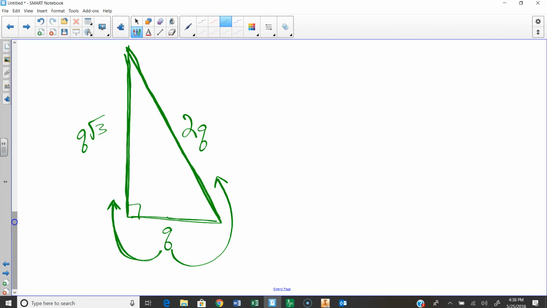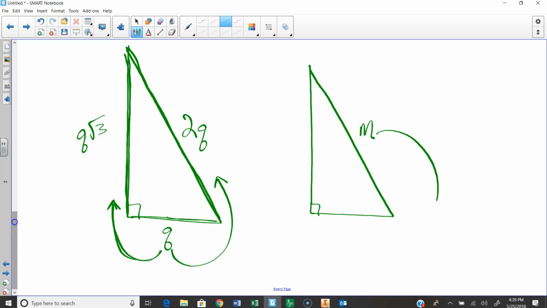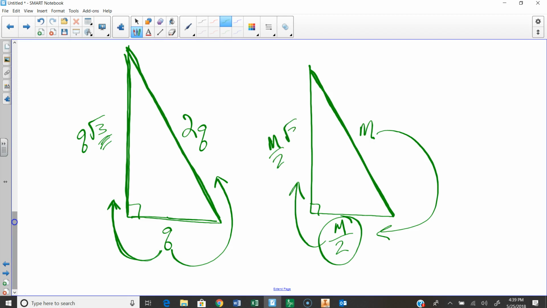But what if I start with the hypotenuse? What if instead, we'll pick a different letter, we'll go M. Let's say they give me that. Well, how do I get from here to, for me, I always key on the small leg. How do I get from here to the smaller of the two legs? Well, if this is m, this is going to be half of m. Now, I just look at it like this. How do I go from the small leg to the larger leg? Multiply by the square root of 3, right? So this is going to be m over 2 times the square root of 3.